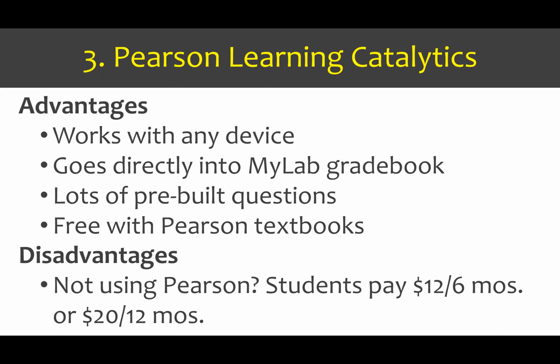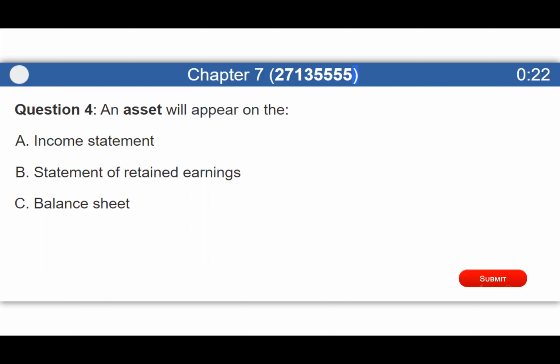Now, the disadvantage is that if you're not using a Pearson textbook, then your students will have to pay for it. They do have pricing options available. Students would pay $12 for 6 months access or $20 for 12 months. But I'll tell you, if you're not using a Pearson product, then I think you're better off using one of the other services. But if you are using a Pearson product, this is an awesome tool for you to use. So here's an example of what a question looks like. You can see this is very similar to what we see in the other polling systems.